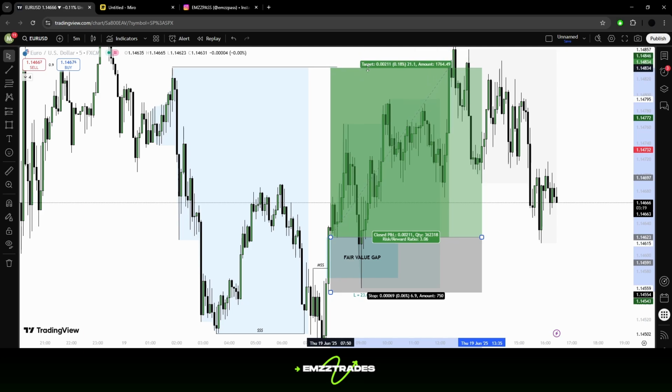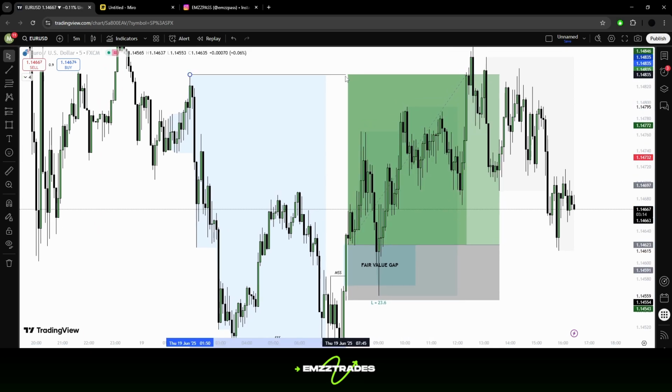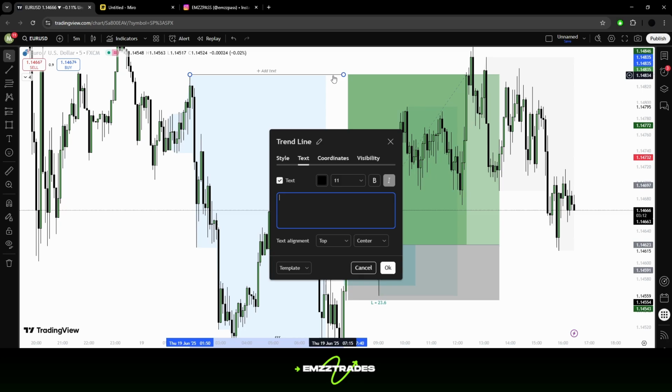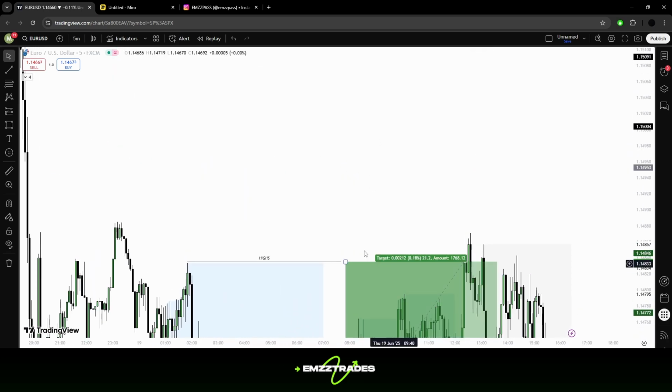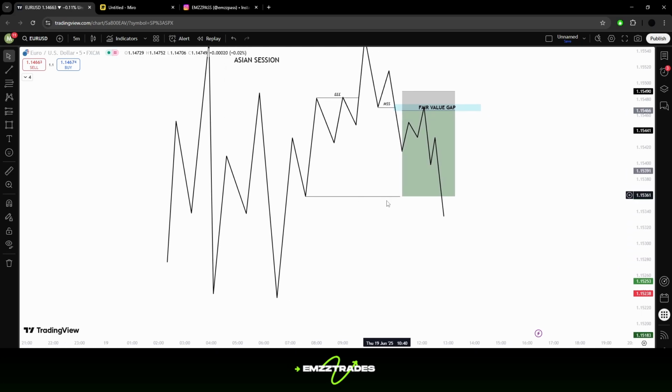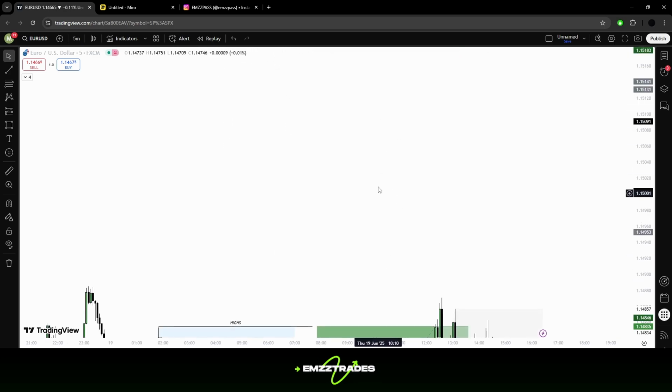As you can see, as I said in the example above, the Asian session highs and lows usually do align with the take profit, and if it does align with the take profit, you can easily take profit. As you can see, it does it here as well. So I'm going to just mark this out as lows, and it does it for the highs as well.